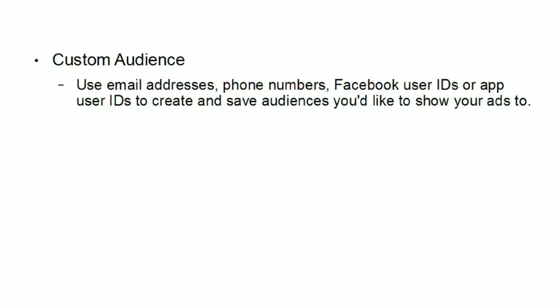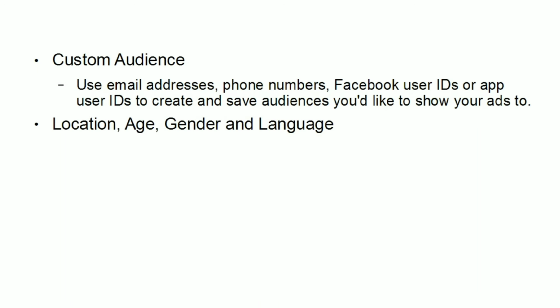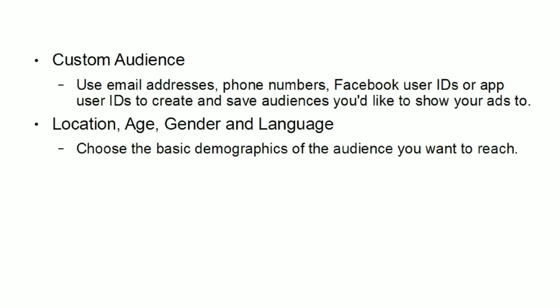Now, you can create a custom audience if you want. You can use email addresses, phone numbers, Facebook user IDs or app user IDs to create and save addresses that you'd like to show your ads to. So you can make sure that only people who you specifically selected will actually get to see your ad. Nobody else will. You can also choose by location, age, gender, and language. And basically these are the most basic demographics of the audience that you want to reach.